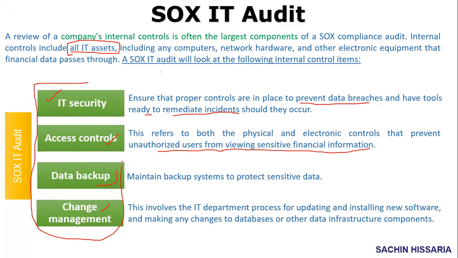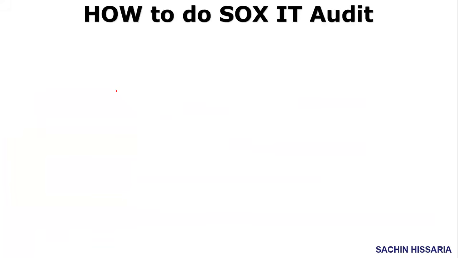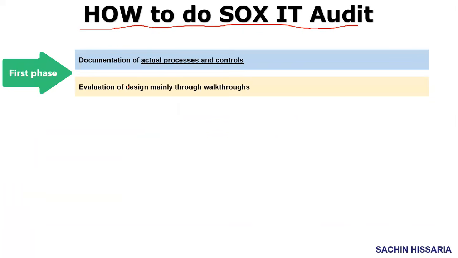Okay. Now we will see how this SOX IT audit is done in real life. Okay, what are the steps that we generally follow to conduct this audit? So basically your SOX IT audit is divided into two phases. The first phase is related to documentation of the actual process and control. So what you will do as an auditor is a walkthrough. Okay, you will do a walkthrough. In the walkthrough, you understand the as-is process and you document the same.